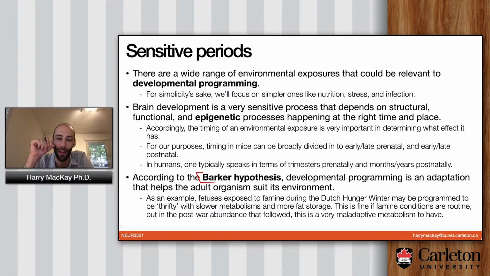The argument that he had was that this developmental programming phenomenon, this tendency for development to play out in a plastic way that's sensitive to the environment, is something of an adaptation that helps the adult organism develop in a way that suits the environment. So take, for example, the hunger winter.